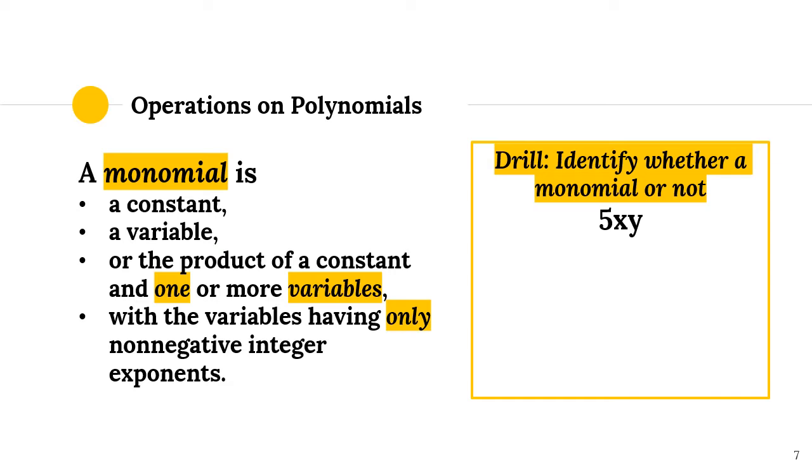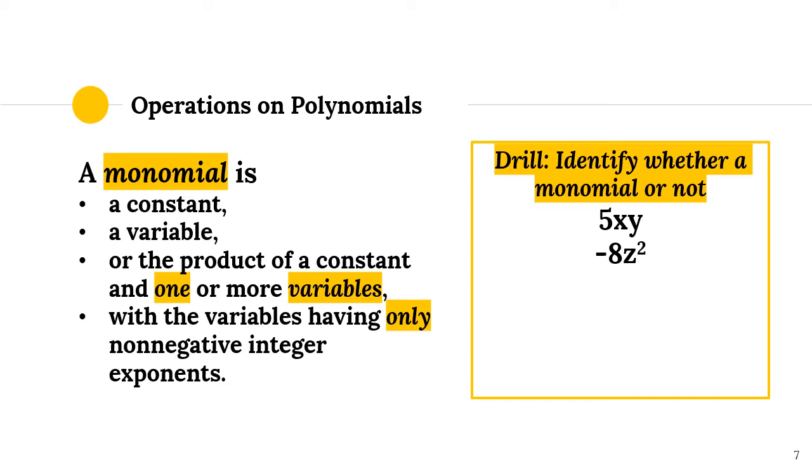We have 5, a constant. We have x, y. Although you cannot see the exponent of x and the exponent of y, it's by default 1. 1 is non-negative and it's an integer, so 5xy is a monomial. Next, -8z squared. Is it a monomial or not? Pause and then answer.